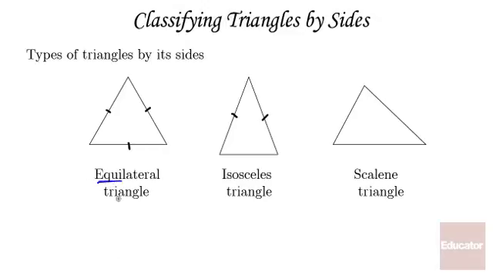Equi means equal, and lateral means sides. So it's like equal sides. So equilateral triangle: three sides are congruent. Three sides are the same.